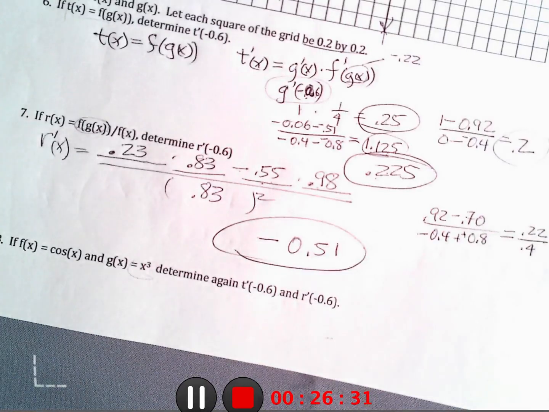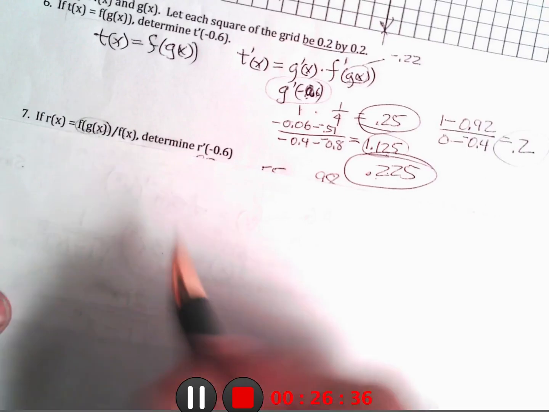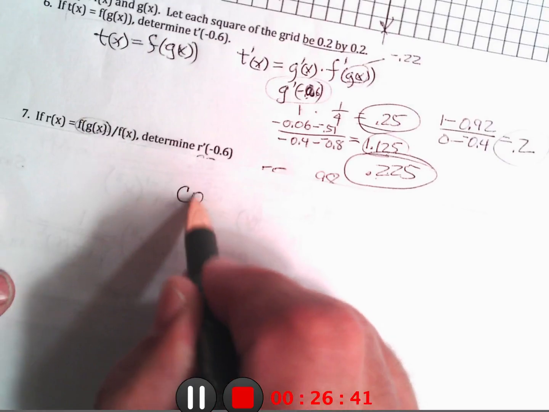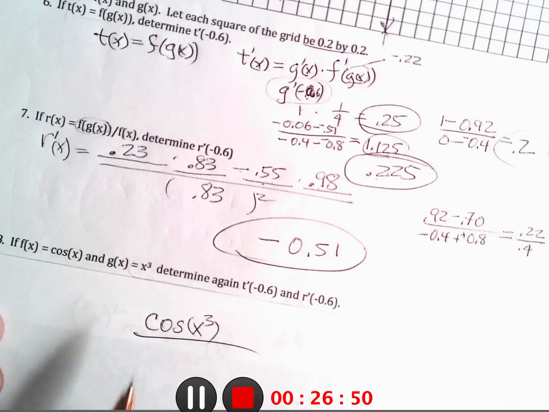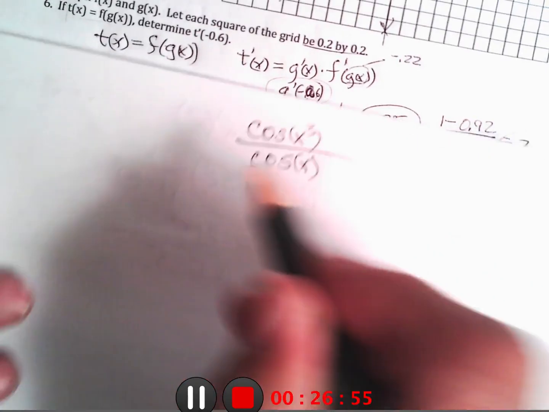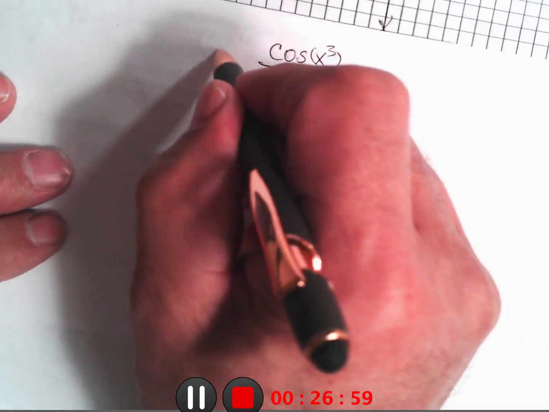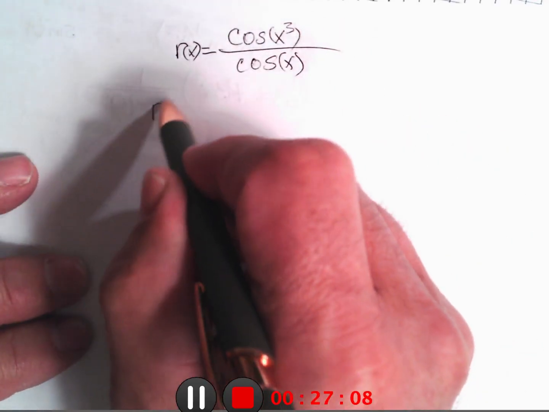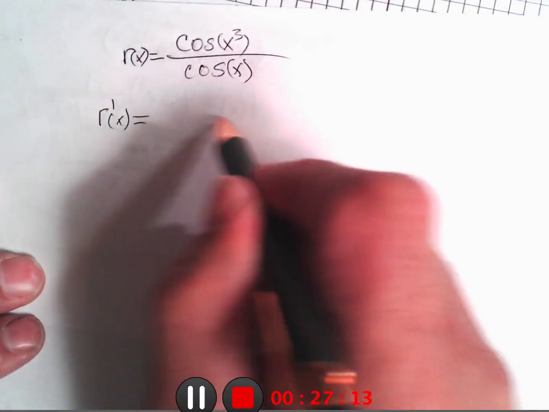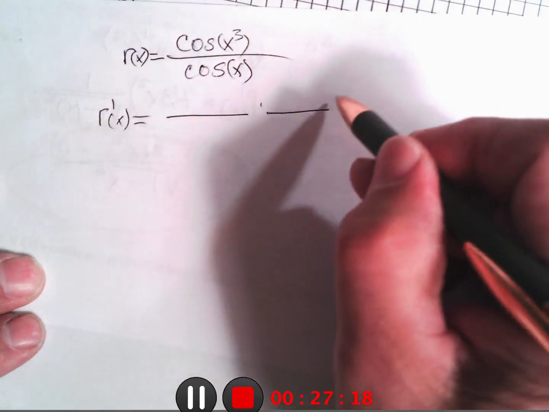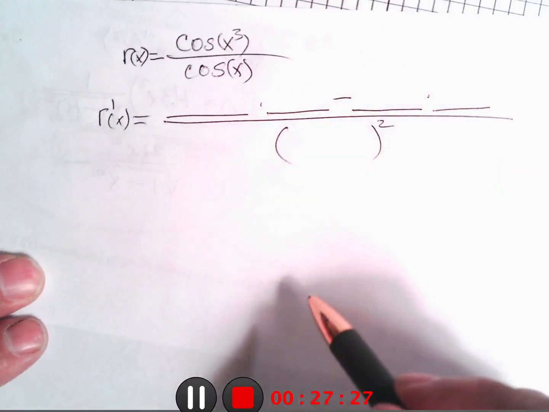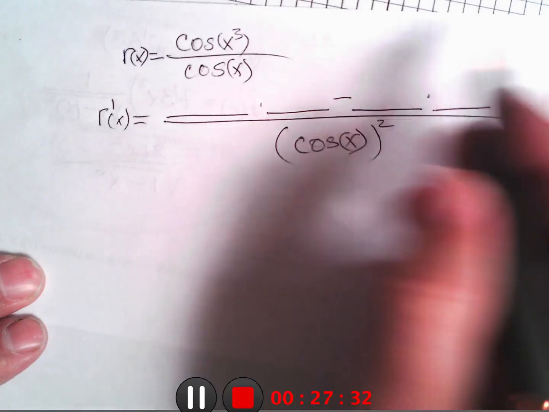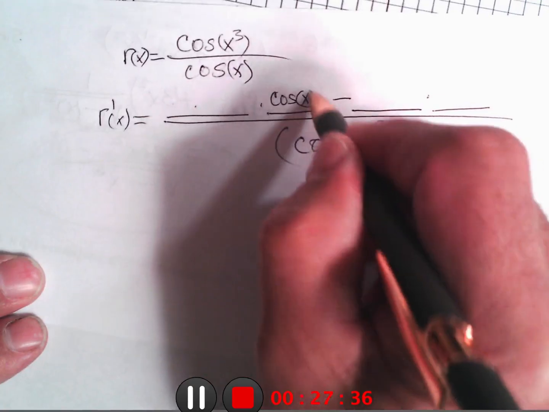Okay, and now we have to do what we just had. F of g of x, that's t. That was cosine x to the third over f of x, and f of x was the cosine of x. So that's what r is. Now if I take the derivative of that, it's a quotient rule. So r prime of x will be derivative of the numerator times the denominator minus the derivative of the denominator times the numerator over the denominator squared.